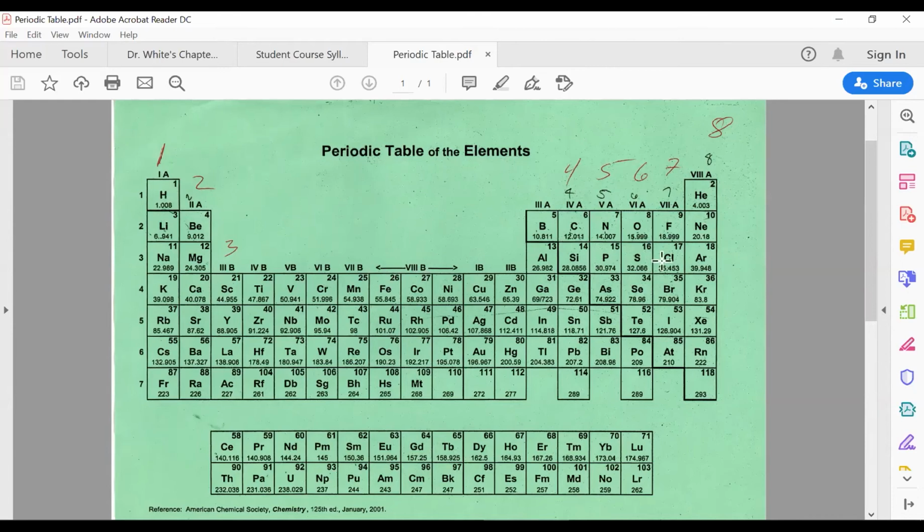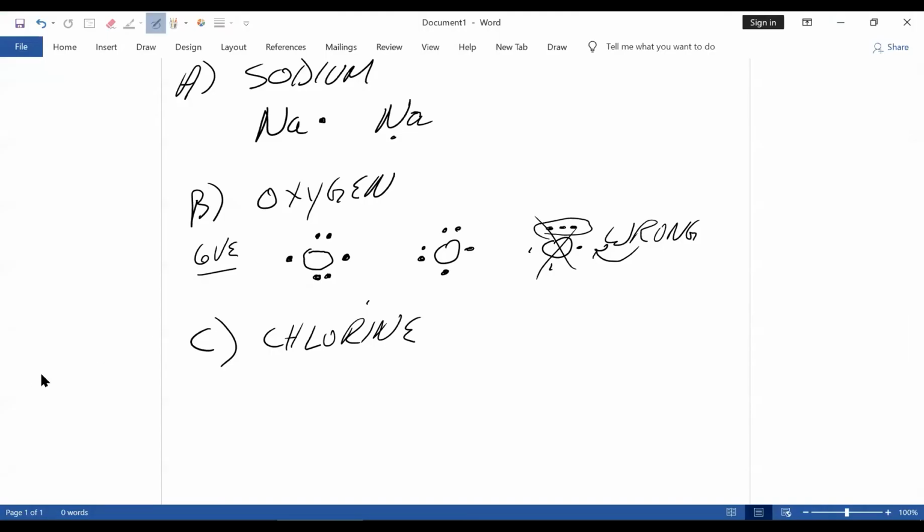Notice chlorine has 7 valence electrons. The number at the top of the column tells you how many valence electrons. And how do you draw the Lewis structure? You draw the chemical symbol. Then I have 7 valence electrons. You don't have to put this down in the test, but I like to put it down because it reminds me how many dots I have to do.